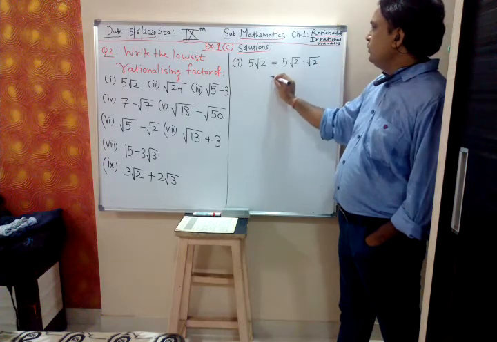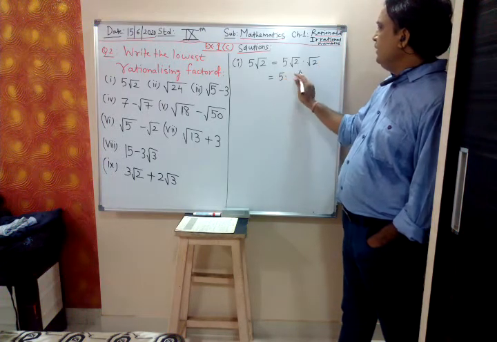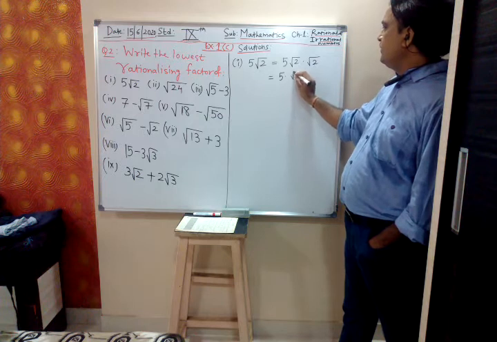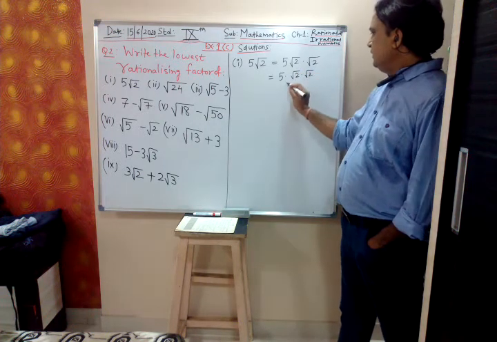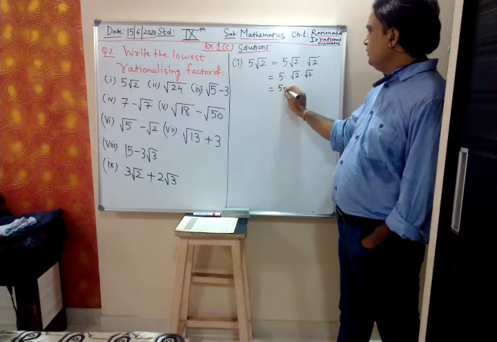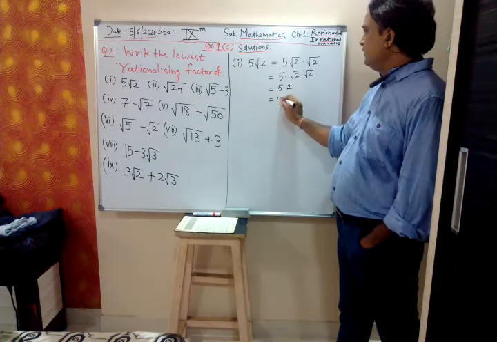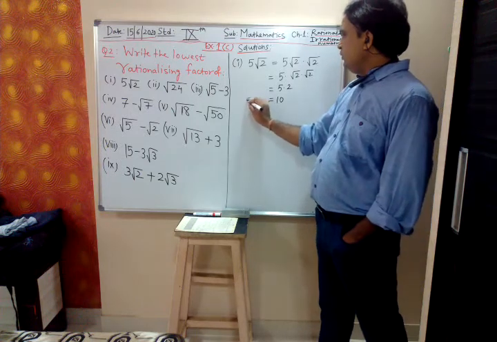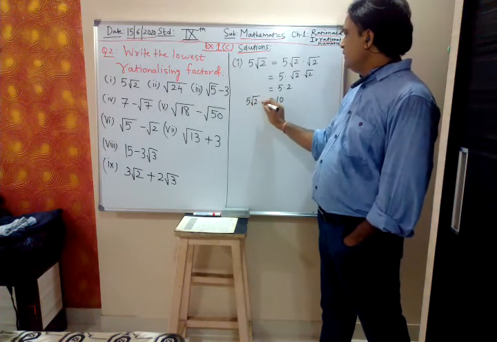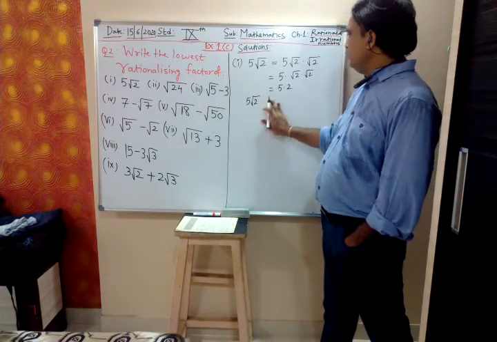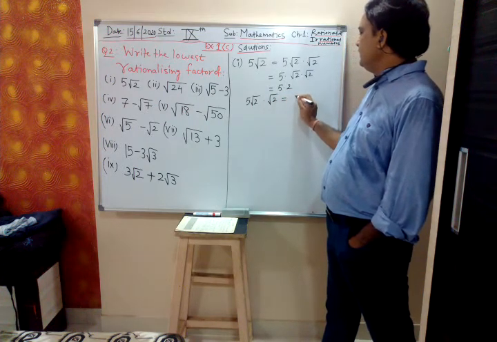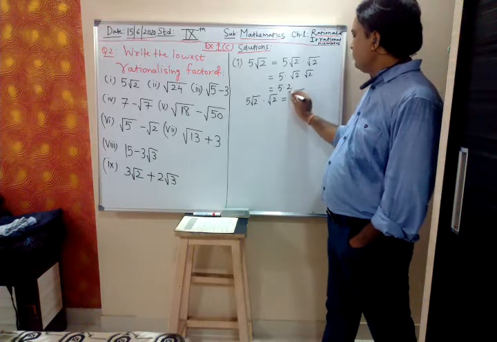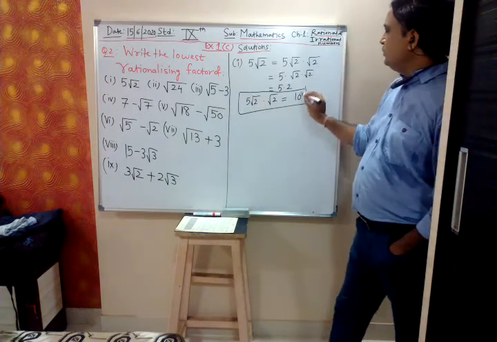5 root 2 into root 2. What is that? 5 into root 2 into root 2. Root 2 into root 2, that is 2, so 5 into 2. 5 into 2 is 10. So 5 root 2 into root 2 is 10.